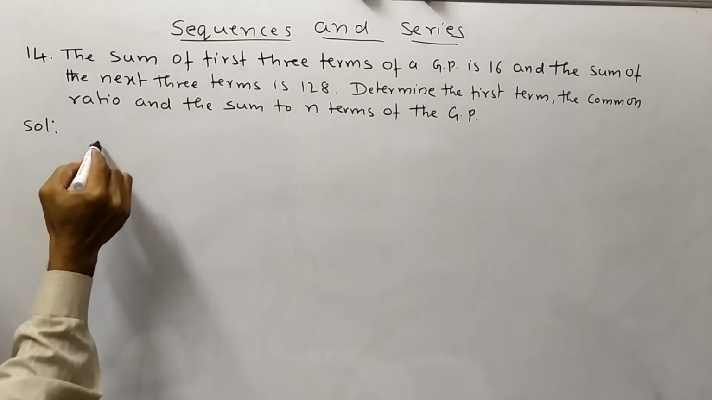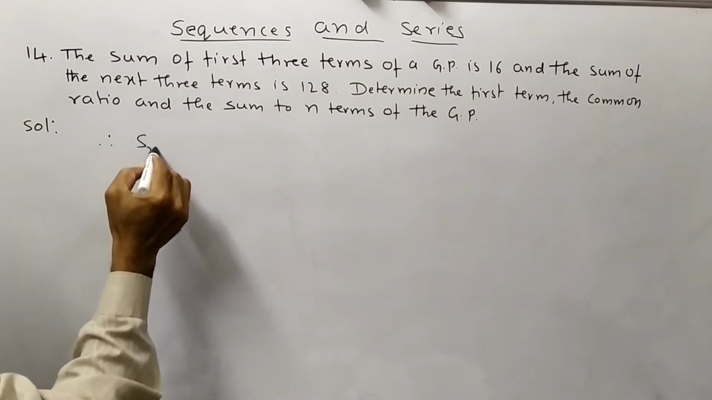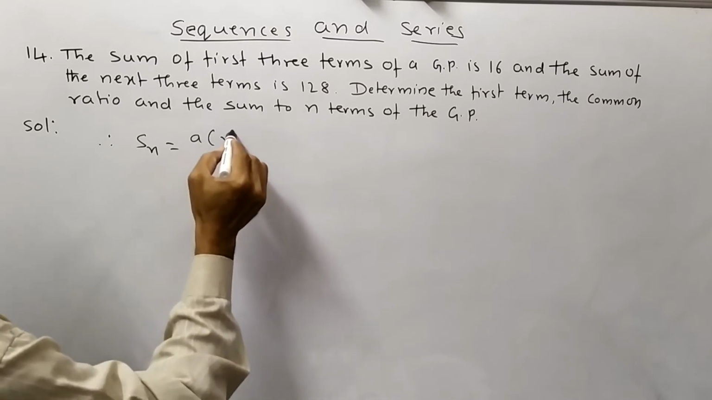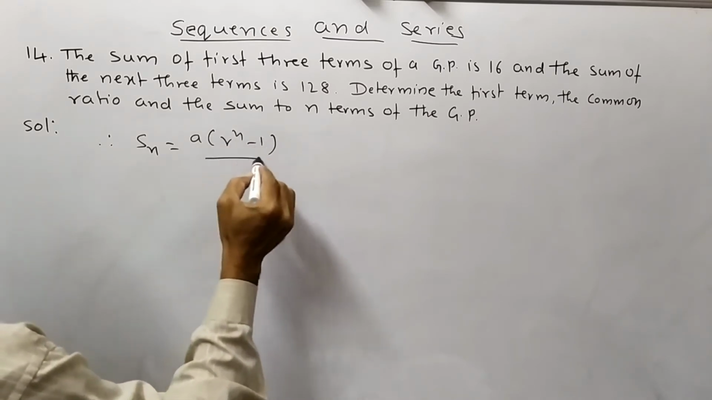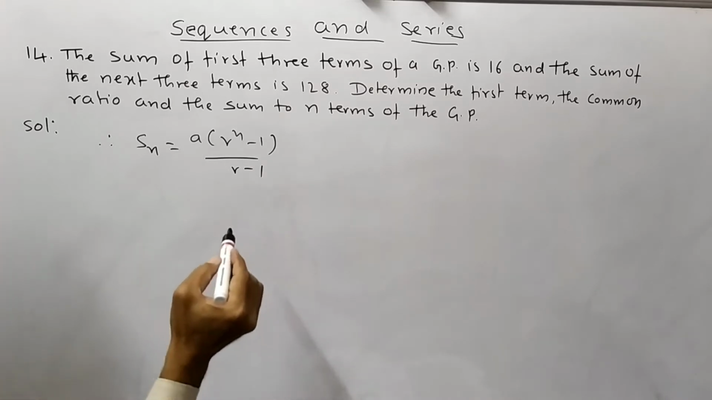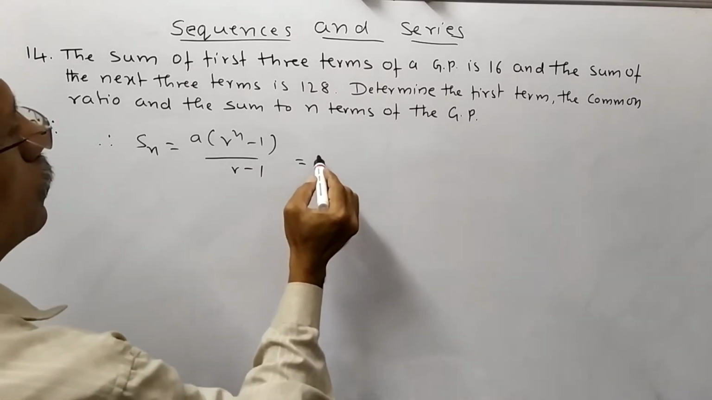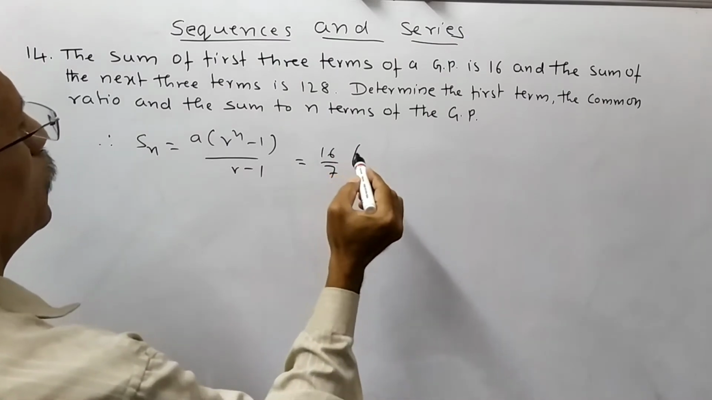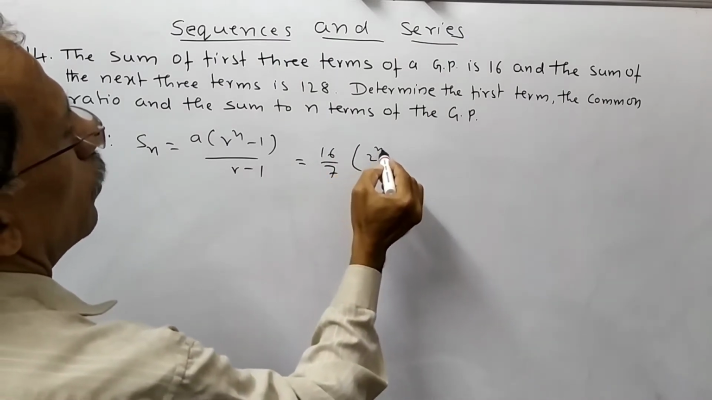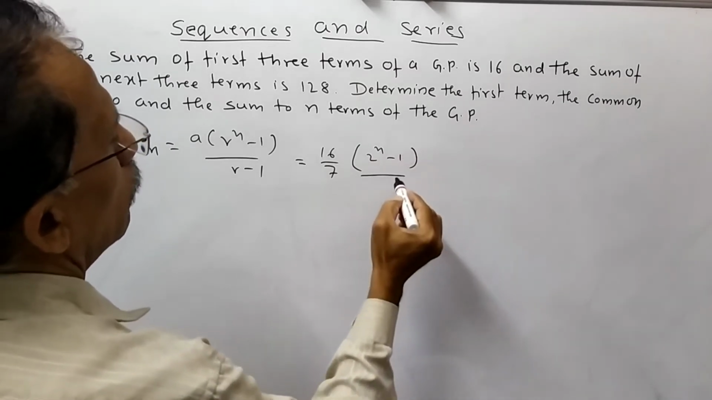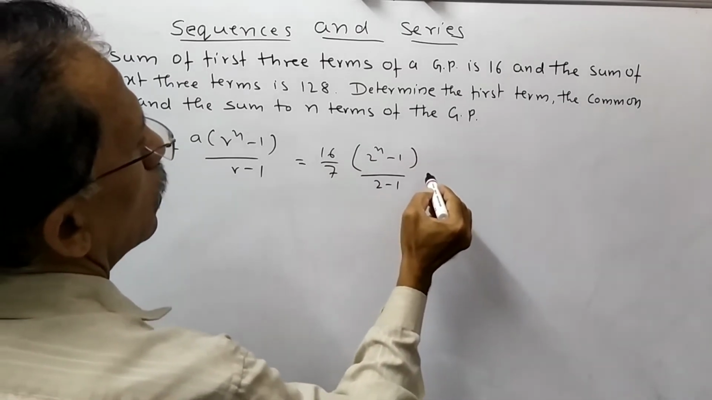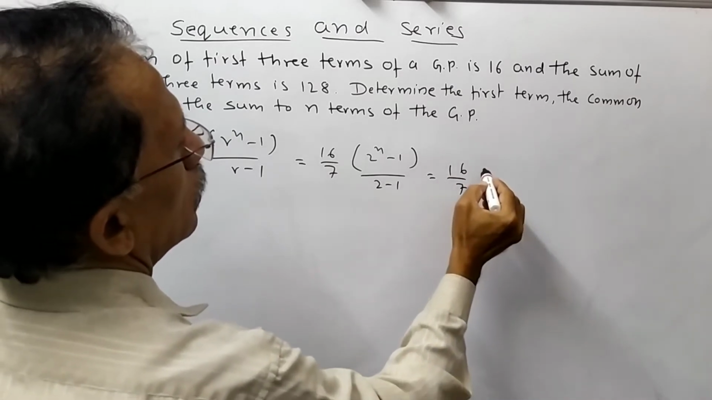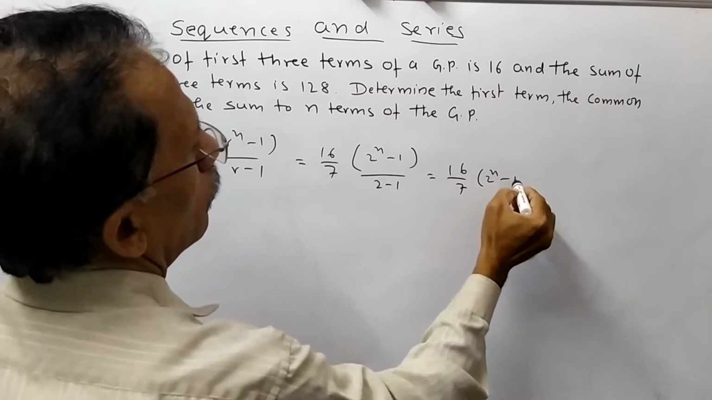Therefore, Sn is equal to A into R raised to the power n minus 1 divided by R minus 1, is equal to 16 by 7 into 2 raised to the power n minus 1 divided by 2 minus 1, is equal to 16 by 7 into 2 raised to the power n minus 1.